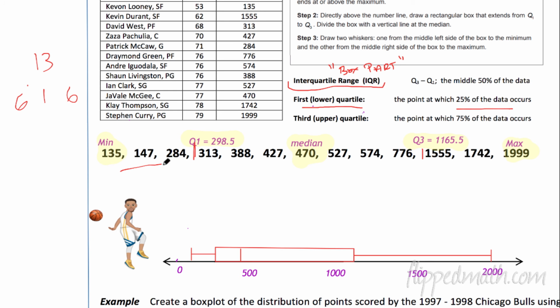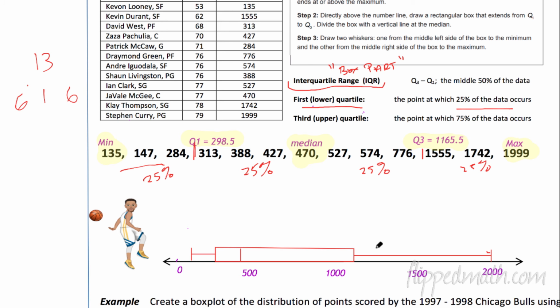Each part of this is 25% of the data. So we divided the data up. We got 4 equal pieces of the data. So they're all equal. But notice how this whisker here is so much longer than this one over here. So what does that mean?